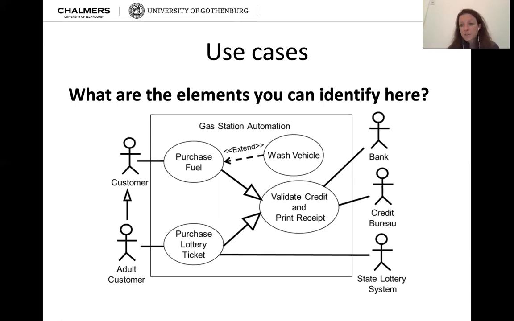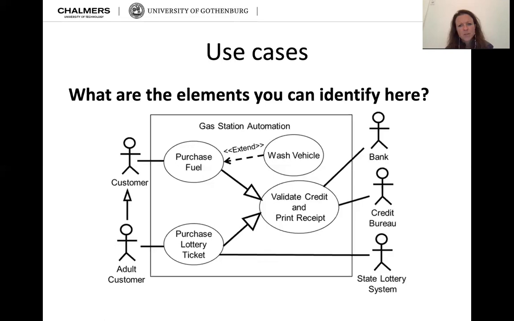And then we have a bunch of stick figures on the outside. The stick figures are called actors. The actors all have different roles. So of course there will be a bunch of customers and not only two, but there is only one role customer and one role adult customer. And they can do different things. So every customer can purchase fuel.